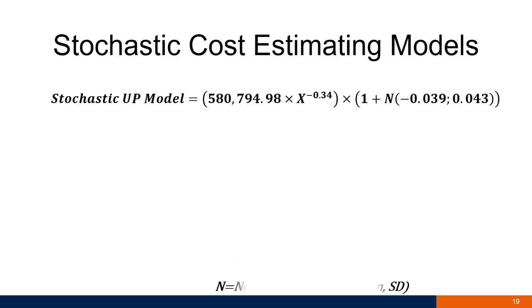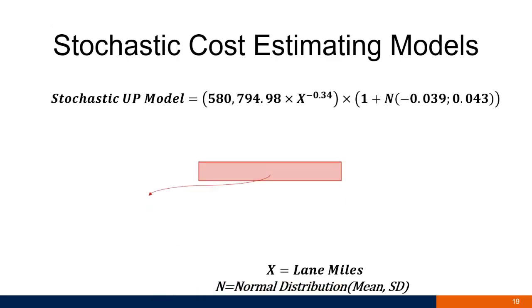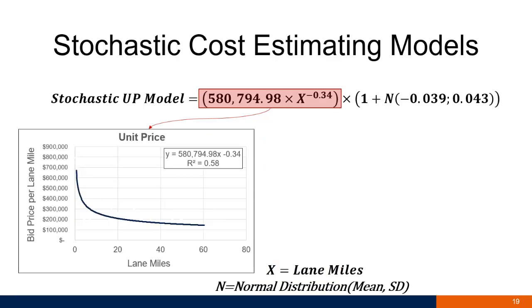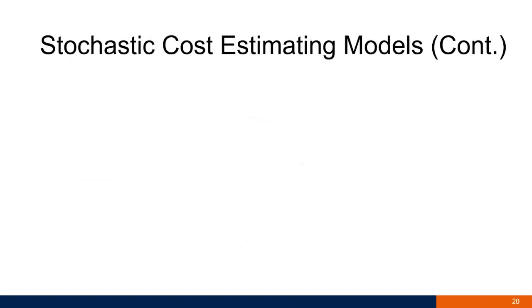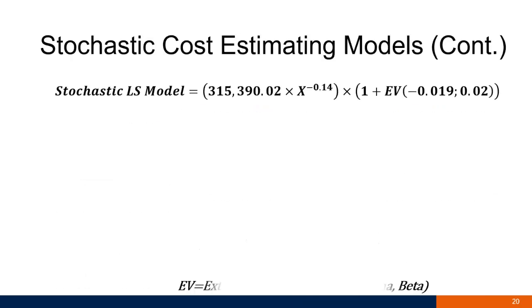So we joined both the deterministic and probabilistic or the cost growth part here. That's what we developed, in one equation. With X is the number of lane miles, and for example, for the unit price model, here is normal distribution, and between the brackets is mean and standard deviation. Same for the lump sum model.